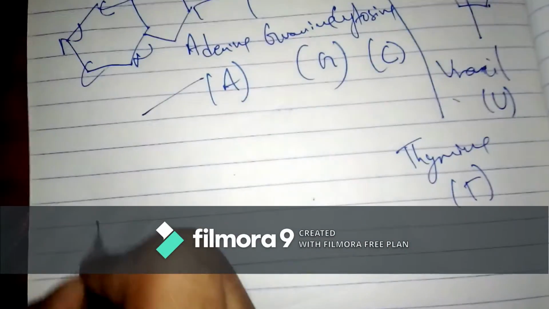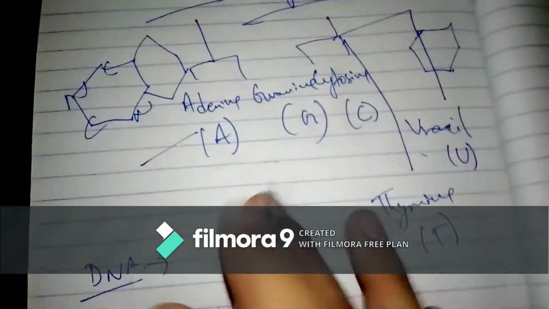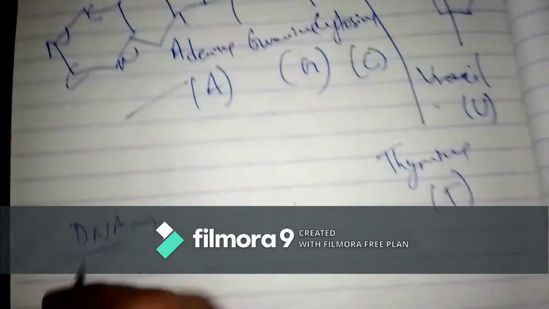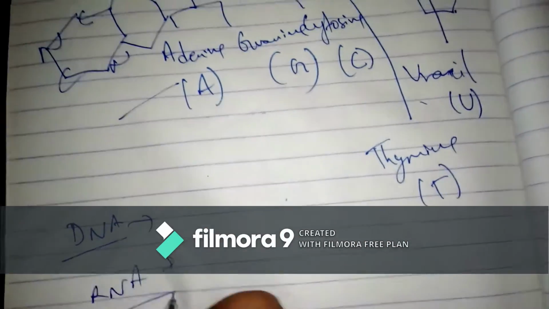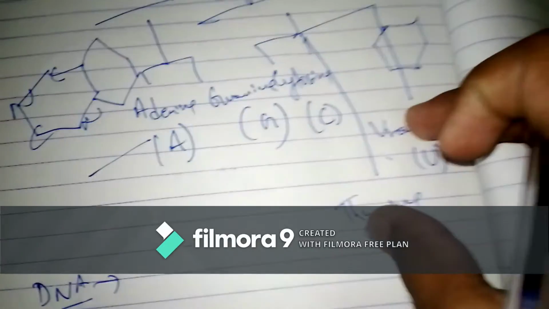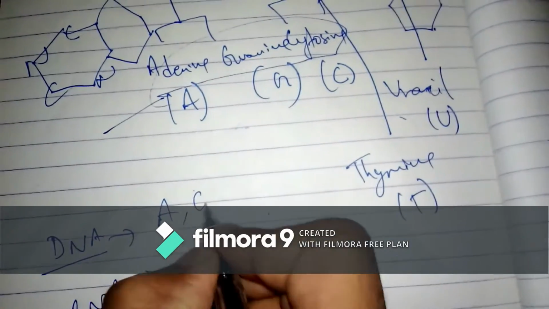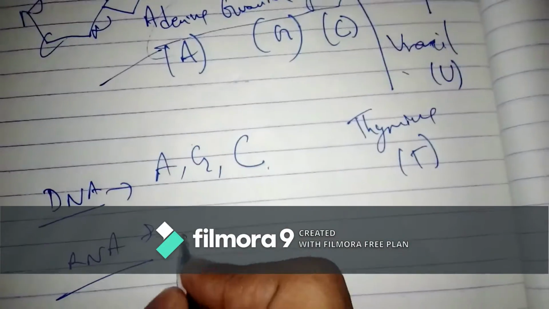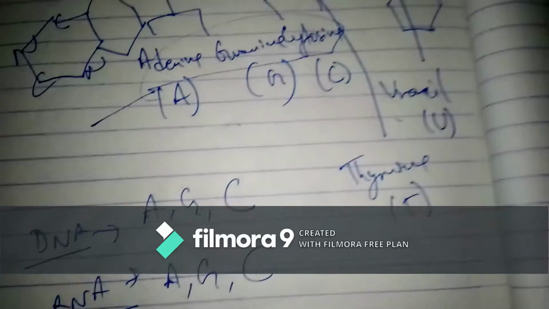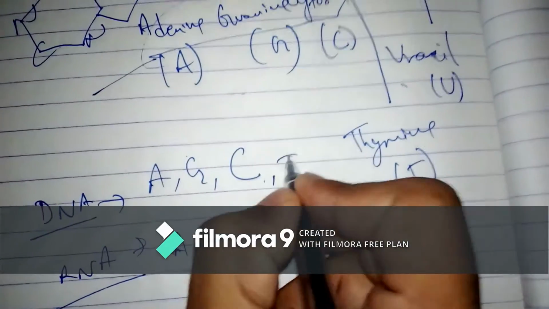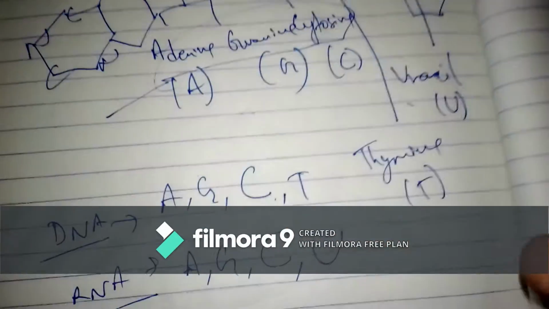Now basically in a DNA 4 nitrogen bases are present. Even in RNA 4 nitrogen bases are present. The difference comes here between thymine and uracil. These 3 are present in both of them, adenine, guanine and cytosine. This will be present in both RNA and DNA. But the difference is that DNA contains thymine and RNA contains uracil.